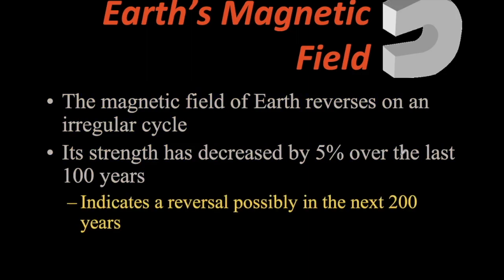So the magnetic field of the Earth reverses on an irregular cycle. Its strength has decreased by 5% over the last 100 years, and that possibly indicates a reversal in the next 200 years.